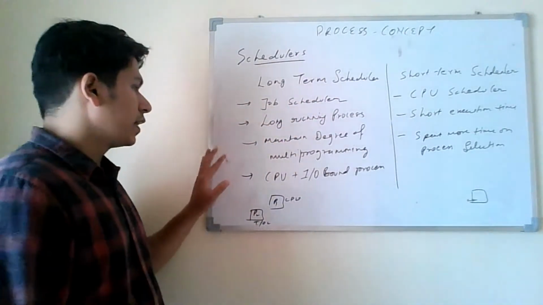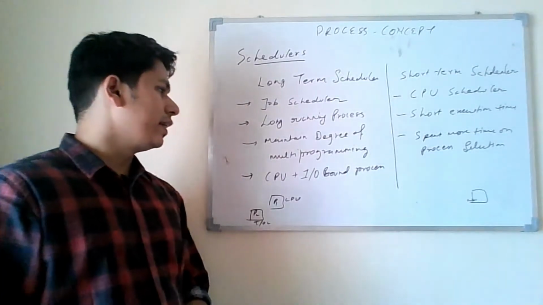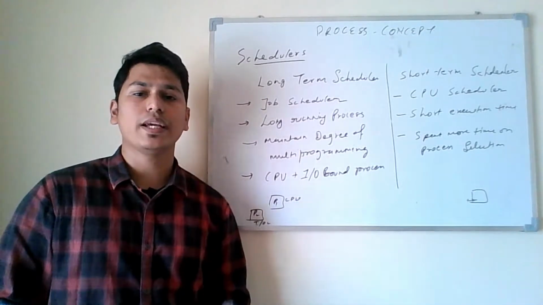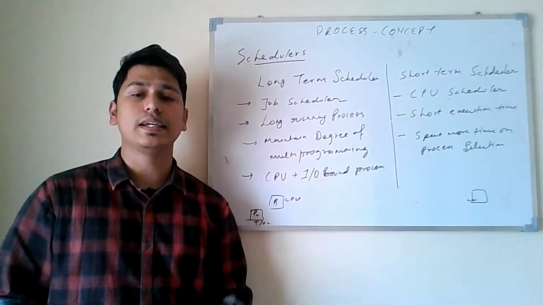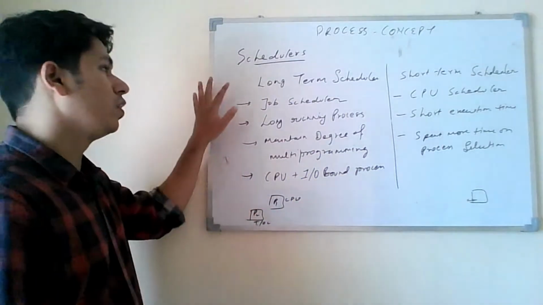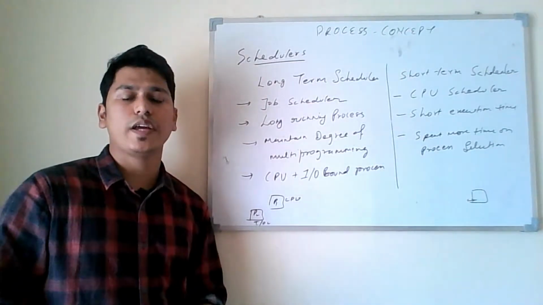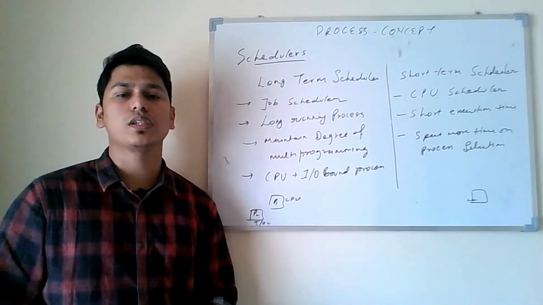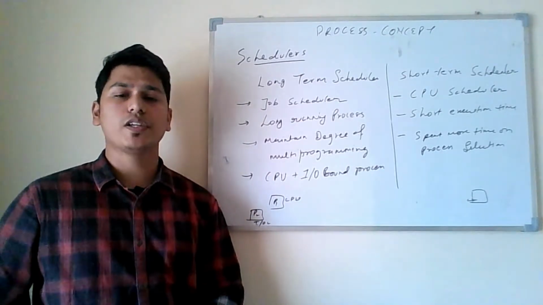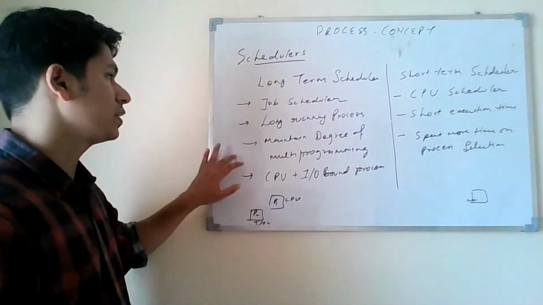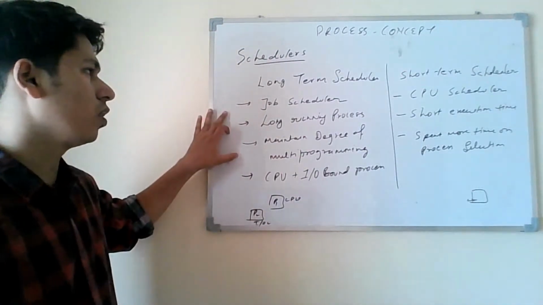The third point here is that the long-term scheduler maintains the degree of multi-programming. What is the degree of multi-programming? It is the number of processes in the system. So the long-term scheduler maintains the average rate of processes entering the system and the average rate of processes exiting the system. That is the main task of the long-term scheduler.